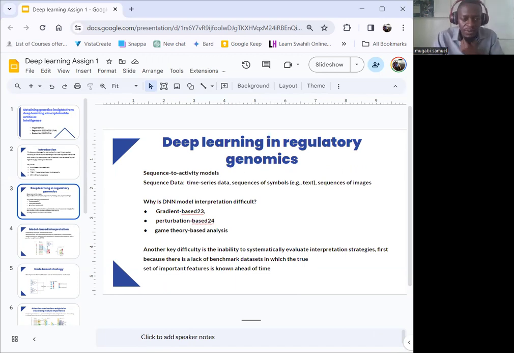This approach was mainly centered around sequence-to-activity models, where you have sequential data. Sequential data means you're looking at time series data, sequential symbols like text, or sequences of images. They come in sequentially with time. For example, with time series, you get a continuous time today, then tomorrow, like that. Now, this also is applied to DNA. DNA is like a long string of characters, which is also sequential data. And this is what we're going to be looking at.